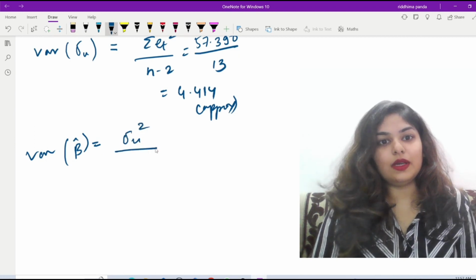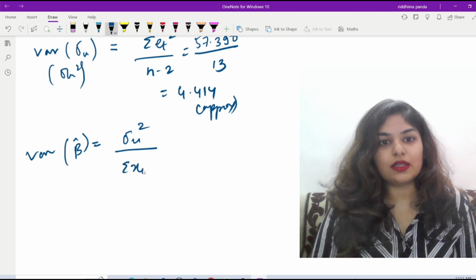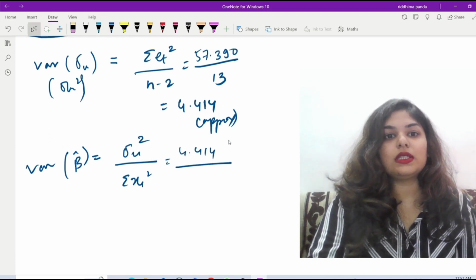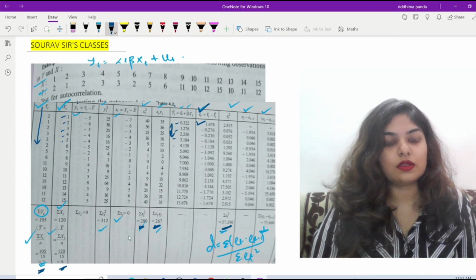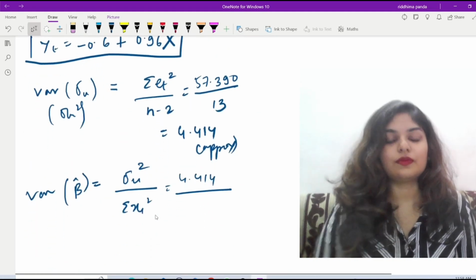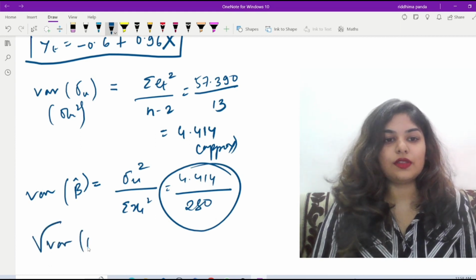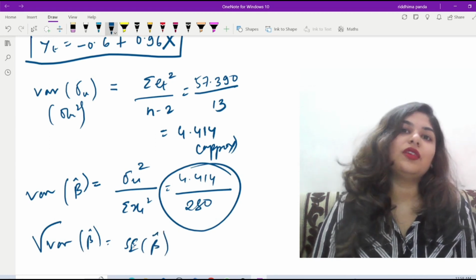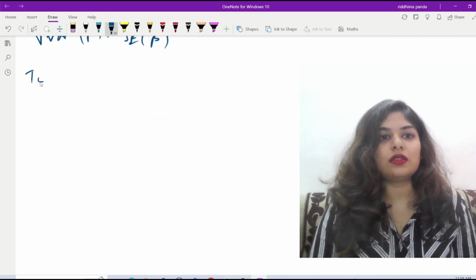Now the variance of beta hat is sigma u square divided by summation x_t square. This is 4.414 divided by summation x_t square, which is 280. This will give us the value, and then taking the square root of the variance of beta hat gives the standard error of beta hat. Though here we only have to test for autocorrelation, so we don't really need this right now.